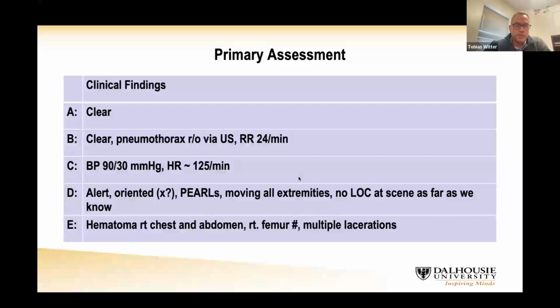He's alert and oriented. We don't know how many times, but he seems to know some things. Pupils are equal and reactive to light. He's moving all extremities. No loss of consciousness at the scene as far as we know. And we know from our exposure that there's a significant hematoma on the right chest and abdomen, an obvious right femur fracture, and then multiple lacerations. So that would be our primary assessment.